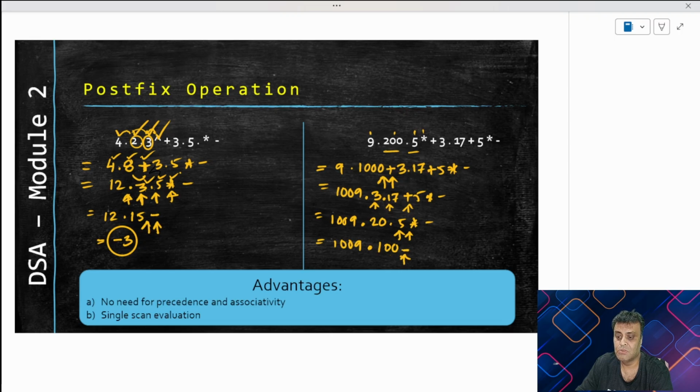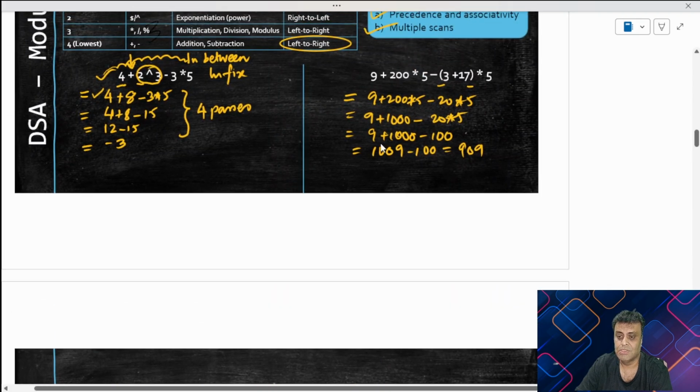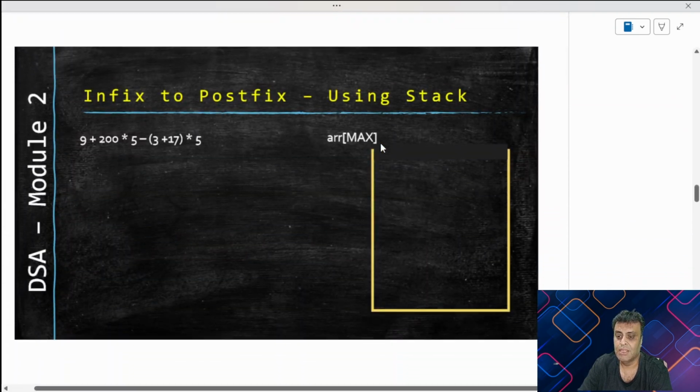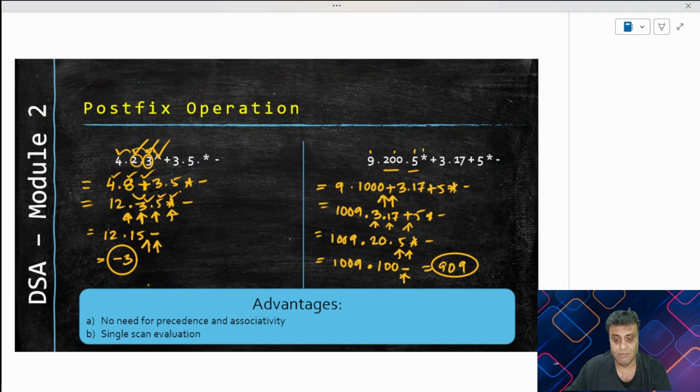So my next step is to go to minus. Minus is an operator. Apply the minus on 1009 and 100, right? So what we get is 909, which matches with what we had got earlier also, right? So this is how we are trying to say that our postfix has solved the problems by not needing to know the precedence or associativity, and there is a single scan of evaluation.